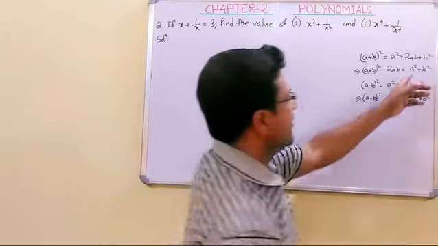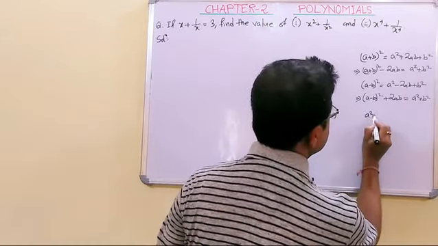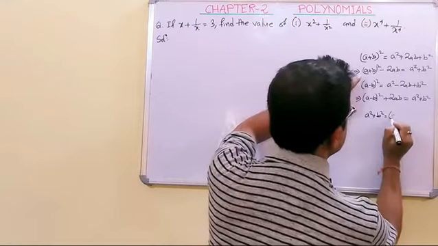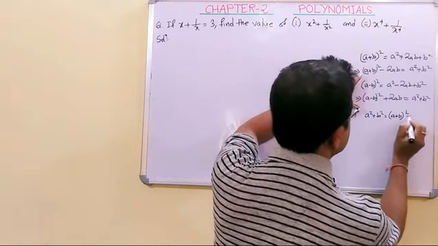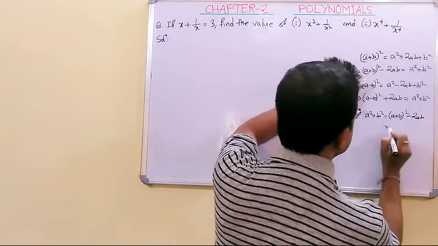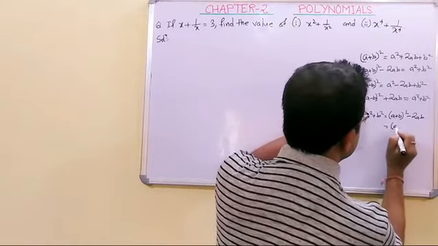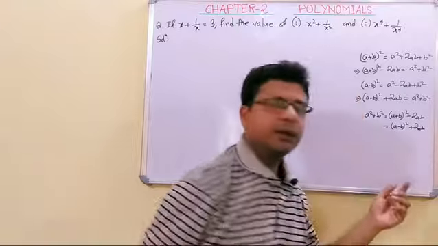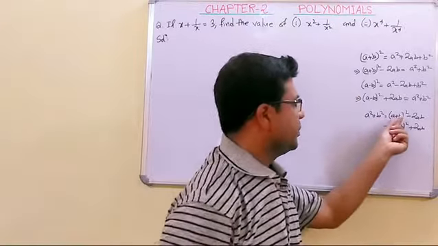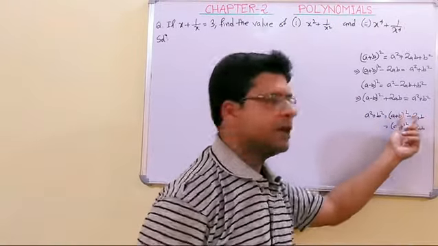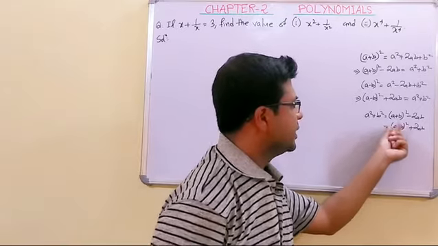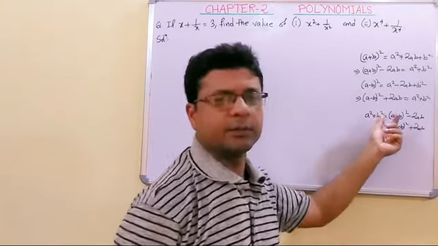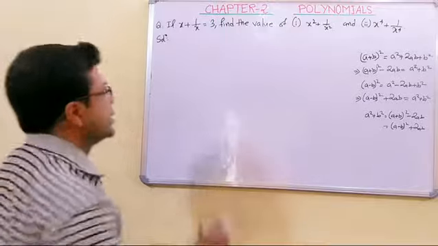So a square plus b square sometimes can also be written like this: a plus b whole square minus twice ab, and sometimes this also can be written as a minus b whole square plus twice ab. Now you have to see in the question, if a plus b is given, you will use this formula. If a minus b is given, then you will use this formula to find a square plus b square. Okay, let us start now here.